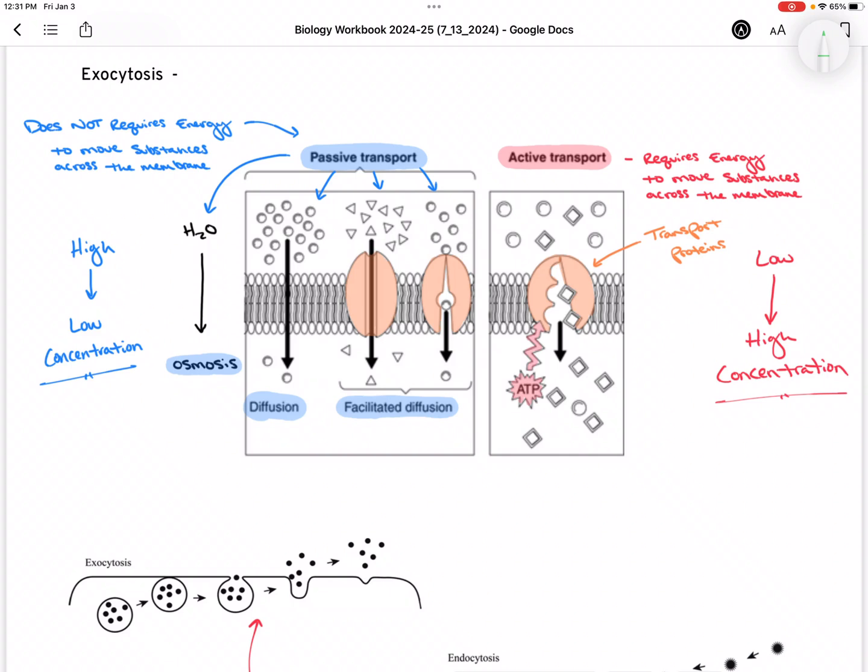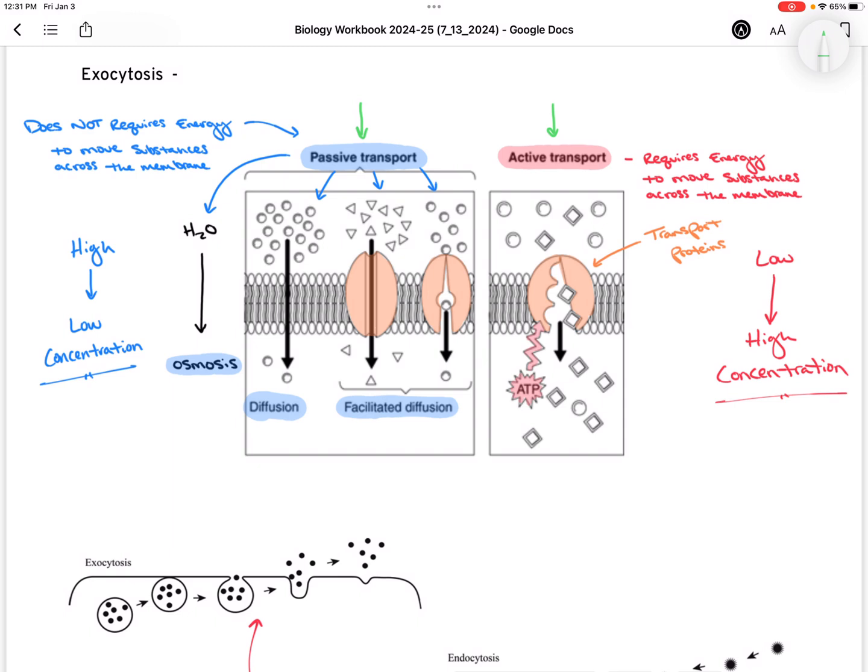I'm your teacher, Mr. Flynn, and today we're going to be focusing on the different classifications of different types of transport. The two main categories that we break them into are called passive transport and active transport. When we break these apart, what we're looking for is, does it require energy or does it not require energy? So in passive transport, it does not require energy for substances to move across a membrane.